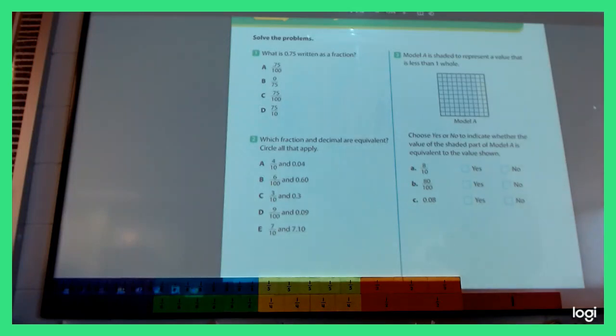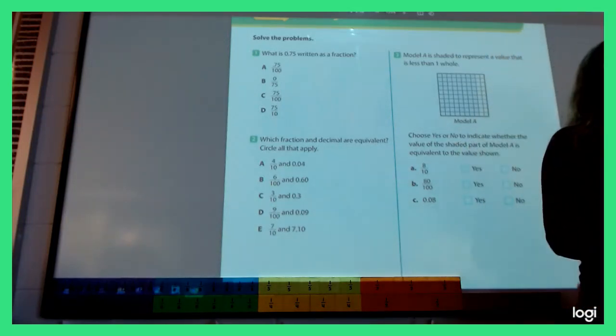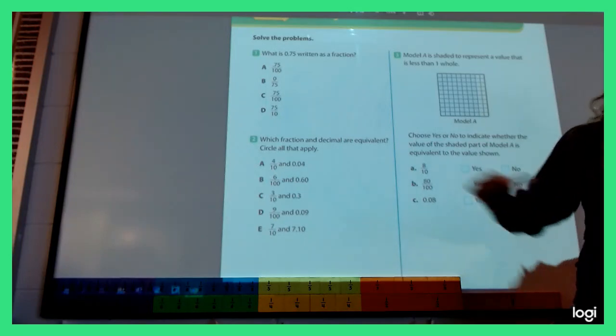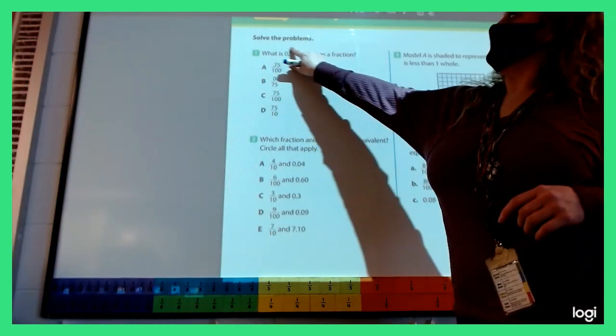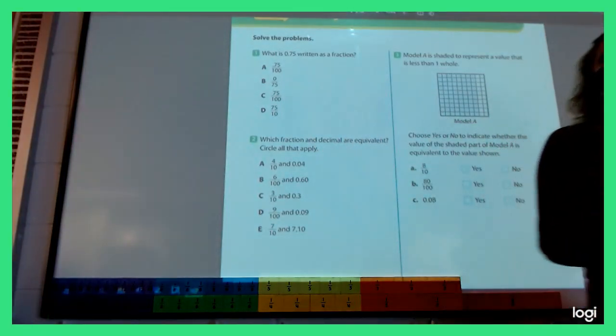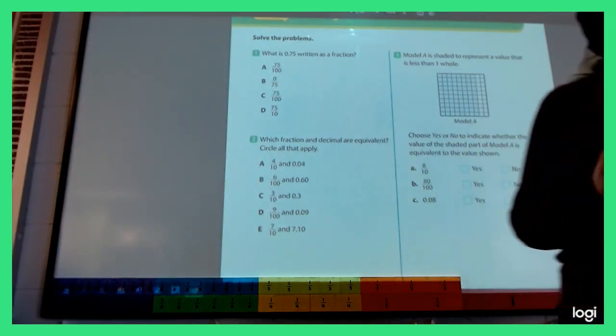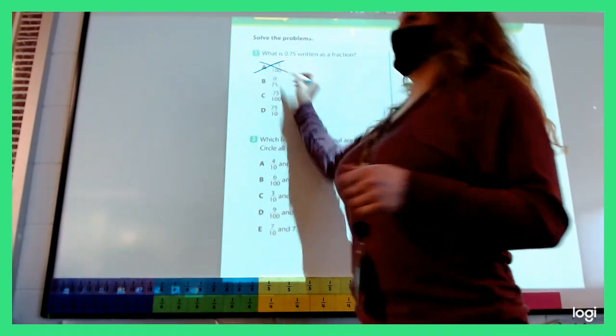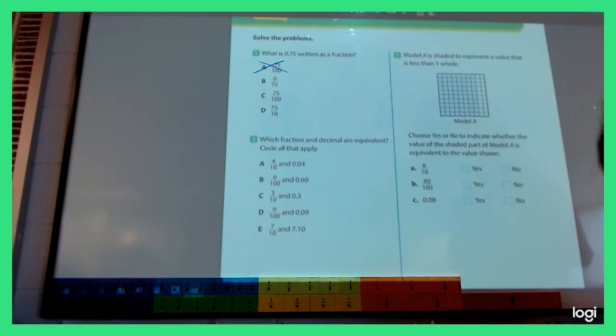All right, number 1. I want everyone to try this on your own first. I'll give you about 10, 15 second head start, and then we're going to go over it. So what is 75 hundredths written as a fraction? Hopefully right away all of us said not A because they used a decimal in a fraction, which you cannot do. Okay, so A is out of there.